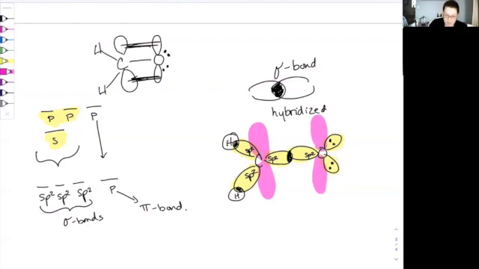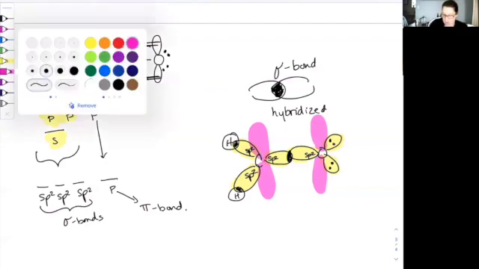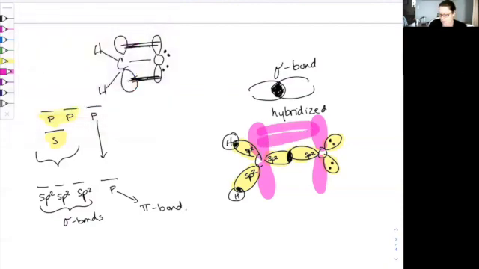So what ends up happening is that we get this attractive force between both lobes of these p orbitals. Within that lobe are two electrons that make up the pi bond, which is the second bond of a double bond. Roz, how's that? Do we need a little bit more?